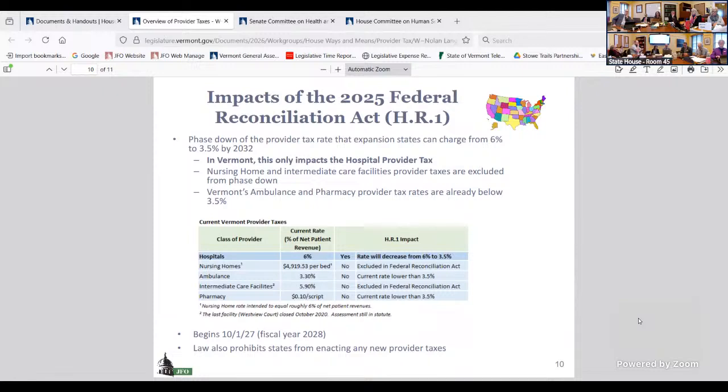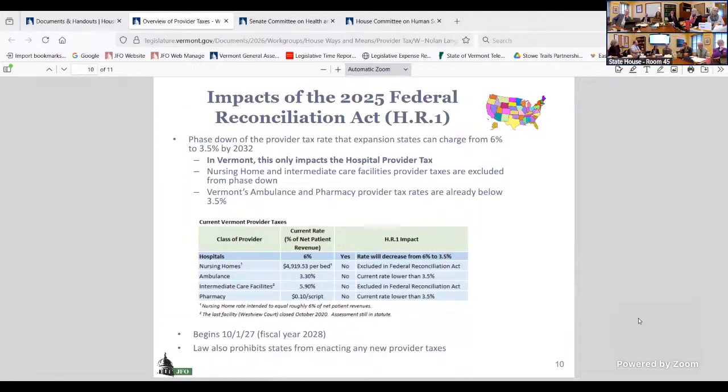Now, to all the questions before about what if we want to tax this provider or that provider? Under HR 1, like Jen just said, it freezes it. We can't increase any existing provider taxes, so we couldn't raise the ambulance provider tax. And we can't institute a new one, like on dentists or chiropractors. It freezes them in place.